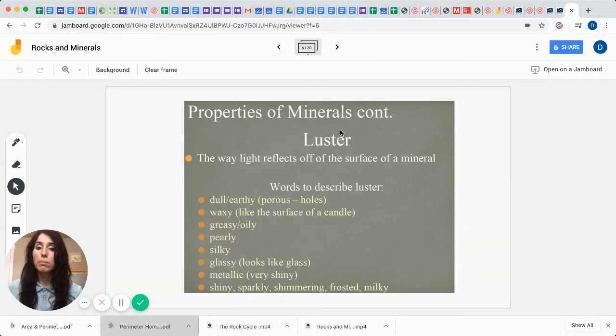Okay, if we're talking about the properties of minerals, we could be talking about its luster. That's the way that light is reflected off of the surface of the mineral. These would be the words that you would use to describe the luster of a mineral. It looks dull, or it's porous, it has holes, it's waxy, like a candle. It looks greasy or oily. It's pearly, silky, glassy looking, metallic if it's really shiny. Or you could say it's sparkly, shimmery, frosted, or milky. Those are all correct terms of describing its luster.